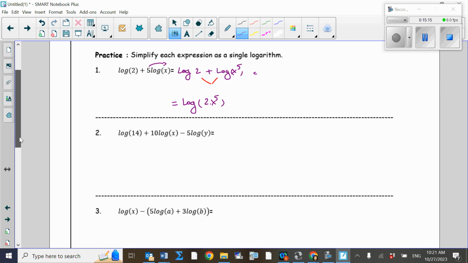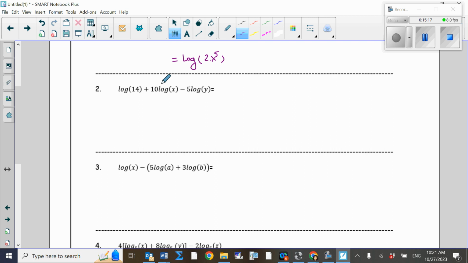Let's look at the next example. First of all, as I said, we're going to look at the coefficients of log and move them as the powers. So that's going to be log of 14 plus log of x to the power of 10 minus log of y to the power of 5.